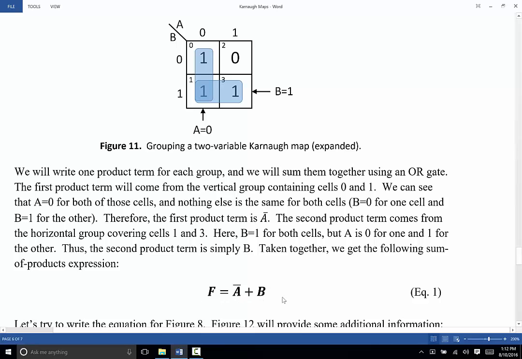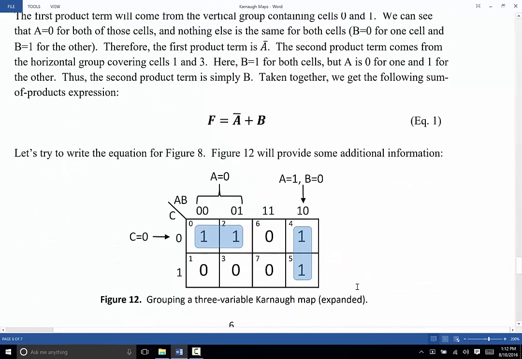Now, being able to write an equation from a Karnaugh map, that's an extremely valuable skill. So I would encourage you to practice. Maybe you could fill in a Karnaugh map and have a friend do it, or you could fill in one and do it for yourself. We're also going to get a lot of practice with examples in this lesson as well.